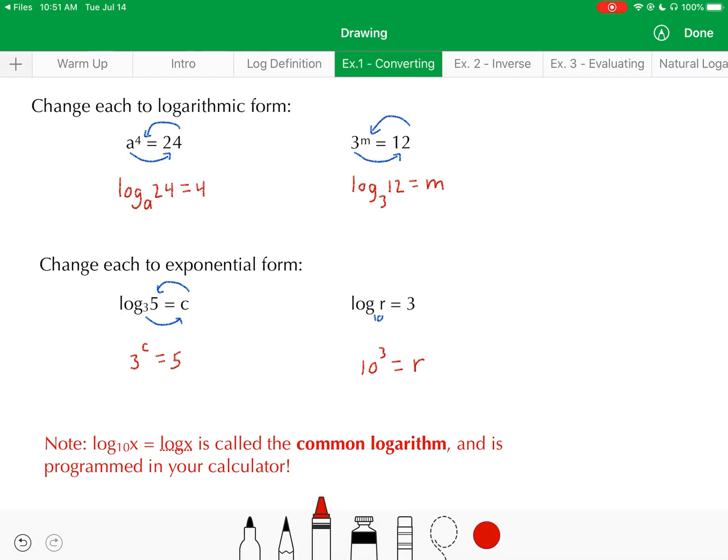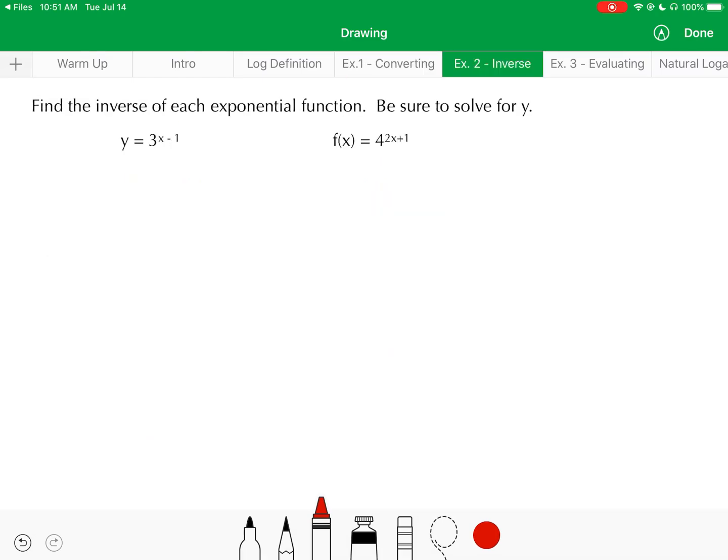Okay. All right, moving forward, find the inverse of each exponential function. Be sure to solve for y. So we've just defined a logarithm to be the inverse of an exponential function. So we know that when we're all said and done, and solve for y in both of these inverses, they should in fact be logarithmic functions, okay? So y equals 3 to the power of x minus 1. Of course, the first thing I would do to find the inverse is I would switch x and y.